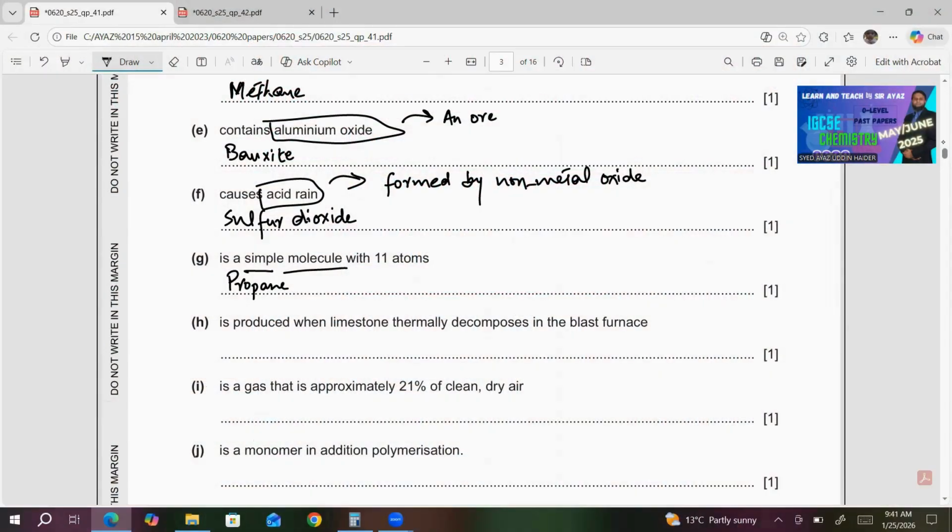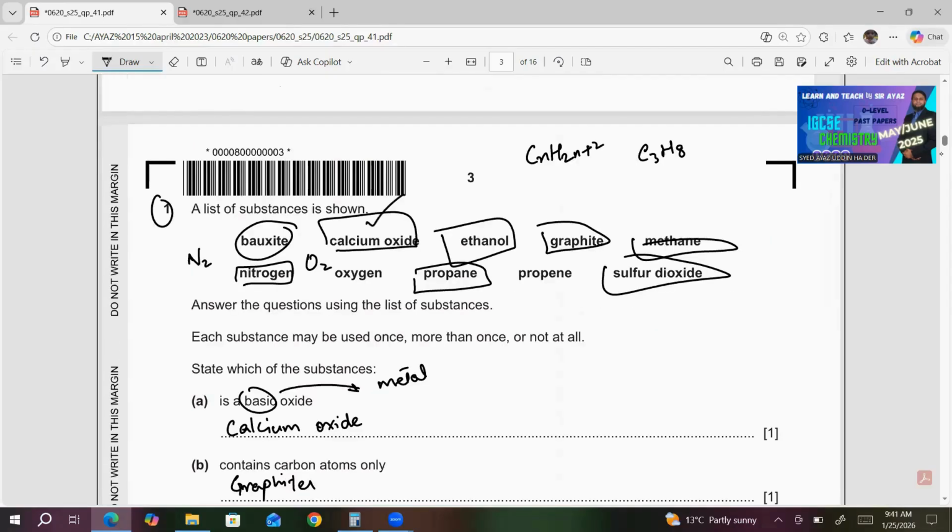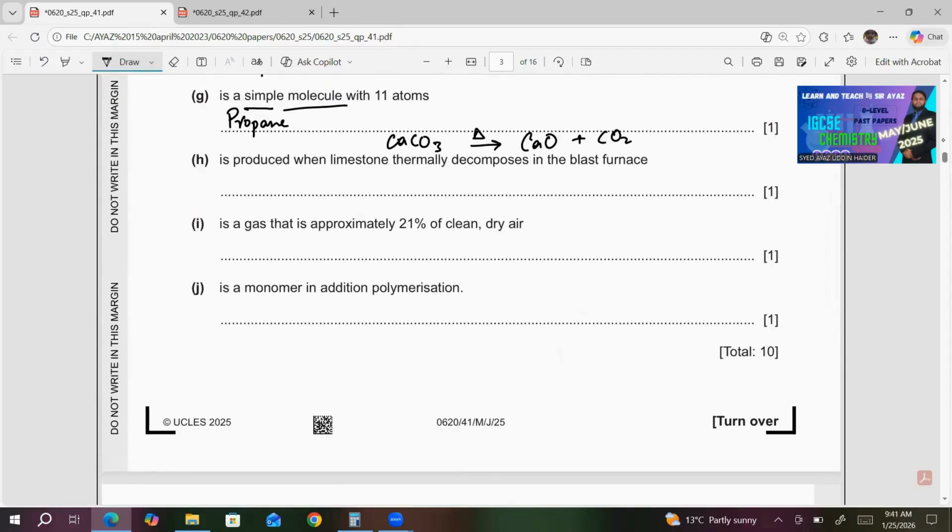H is produced when limestone is thermally decomposed in the blast furnace. Now this is limestone. The formula of limestone, CaCO3. It decomposes thermally in the blast furnace to produce calcium oxide and carbon dioxide. So again, we are having calcium oxide. You see calcium oxide here. We don't have carbon dioxide, so you can write calcium oxide.